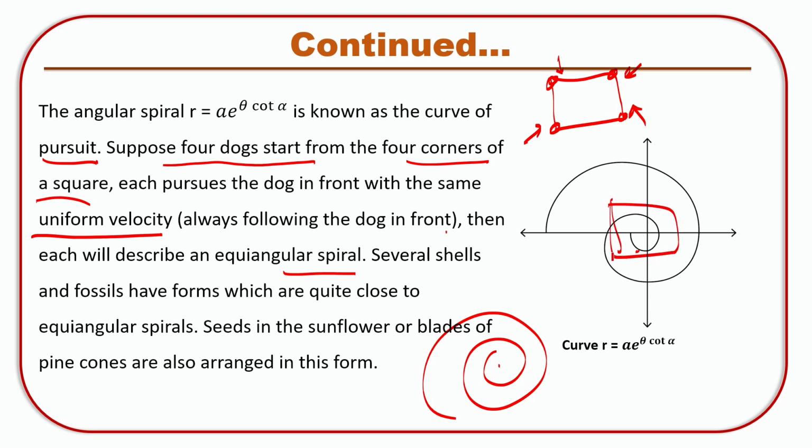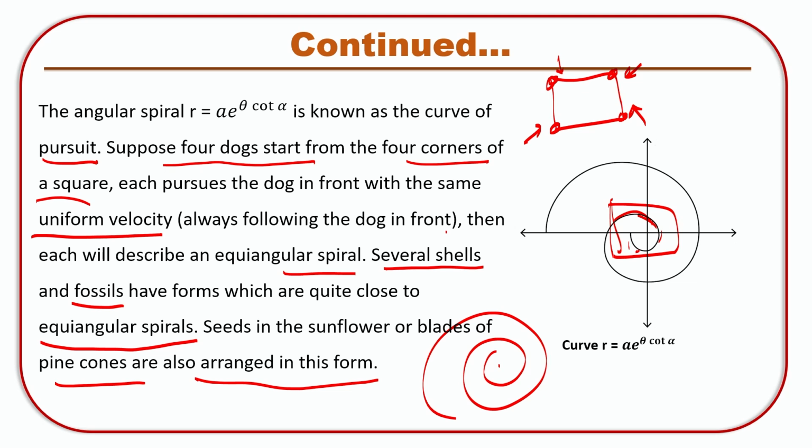See, like this, it goes here, then here, then here, and then here. Several shells and fossils have forms which are quite close to the equiangular spirals. From the historical and biological point of view, seeds in the sunflower or blades of pine cones are also arranged in this form. You can see the spiral form in the sunflower and the pine cones.